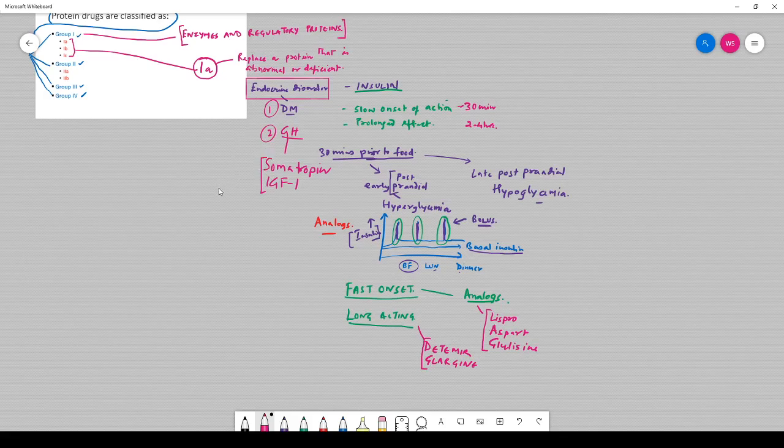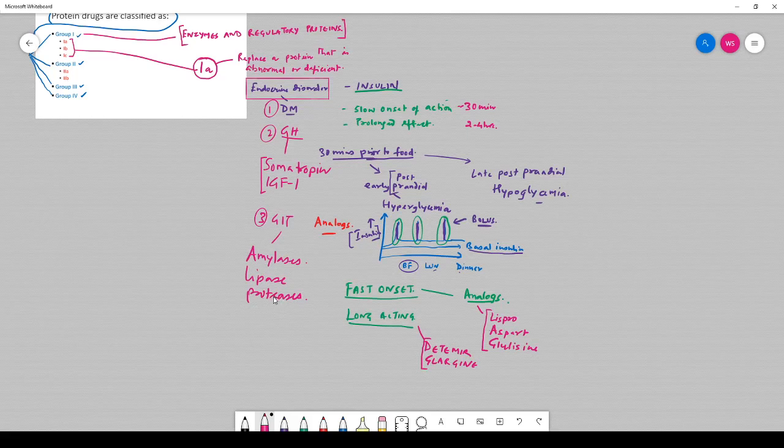What other examples can we give? There can be GIT problems. Then we can give enzymes, proteases, which can be amylases, lipase, other proteases. This can all be given.